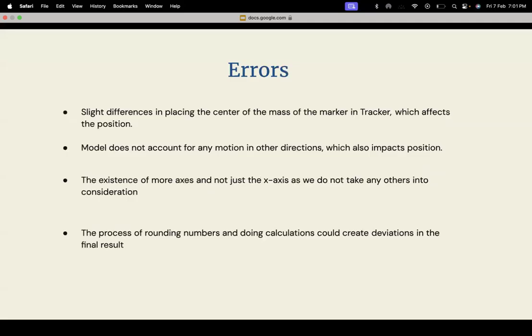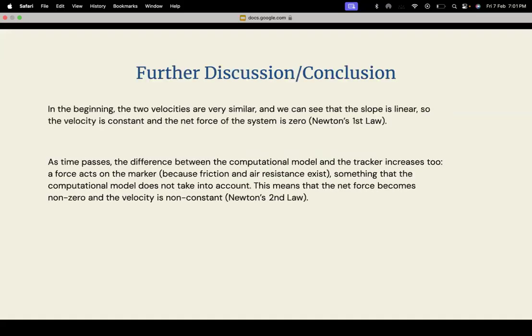When it comes to discussing some errors, there could have been slight differences in placing the center of the mass of the marker in Tracker, which affects the position. The model also does not account for any motion in other directions, which impacts position, and the existence of more axes and not just the x-axis, as we do not take any others into consideration, and the process of rounding numbers and doing calculations could create deviations in the final result.